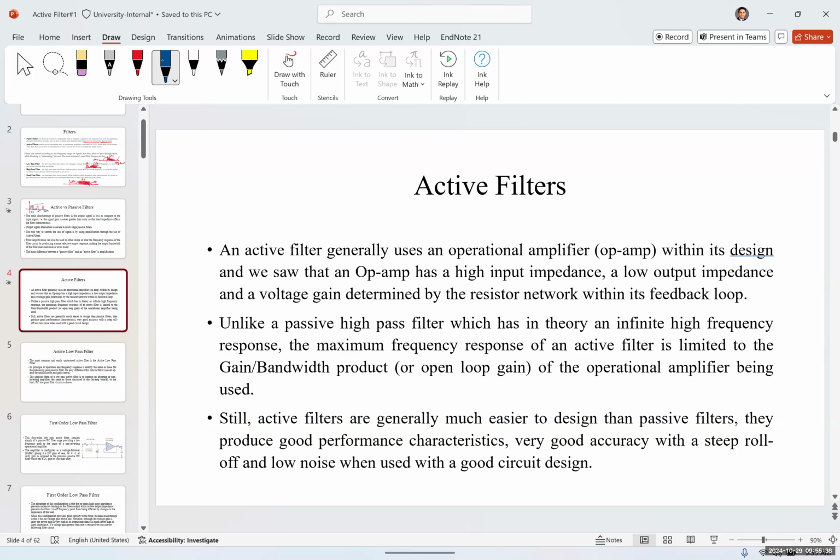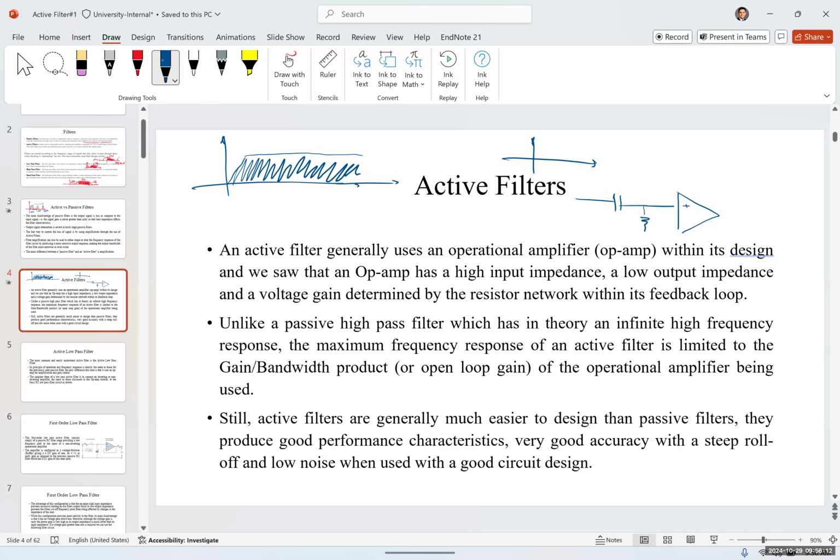One difference between active filters and passive filters is that, in theory, we don't have an upper cutoff frequency in a high pass filter for a passive filter. But for an active filter, we have a cutoff frequency and an upper cutoff frequency. So imagine that you built an op amp circuit which looks like this.